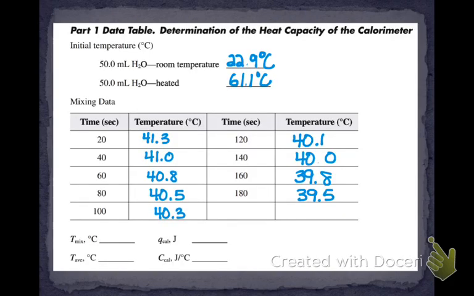On this slide I have given you all the temperatures that were recorded every 20 seconds for 3 minutes, and I've also given you the initial temperatures of the room temperature water and also of the heated water. What you should do now is pause the video, turn to page 5 in the handout, and record the data in the heat capacity of the calorimeter data table, which would be for part 1. So pause the video now and copy that data into your data table.